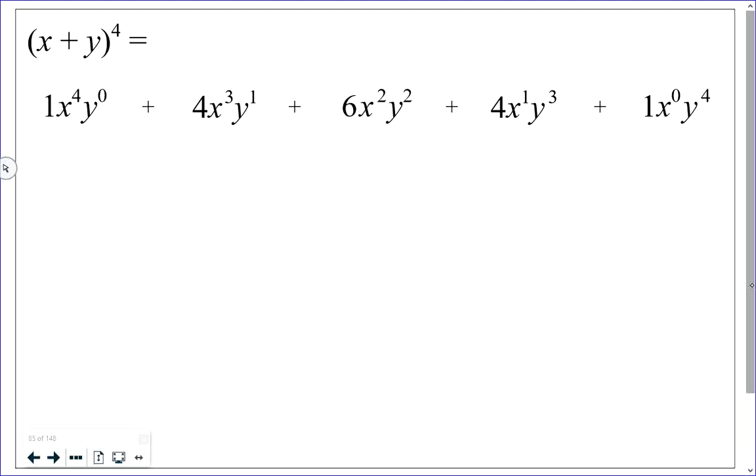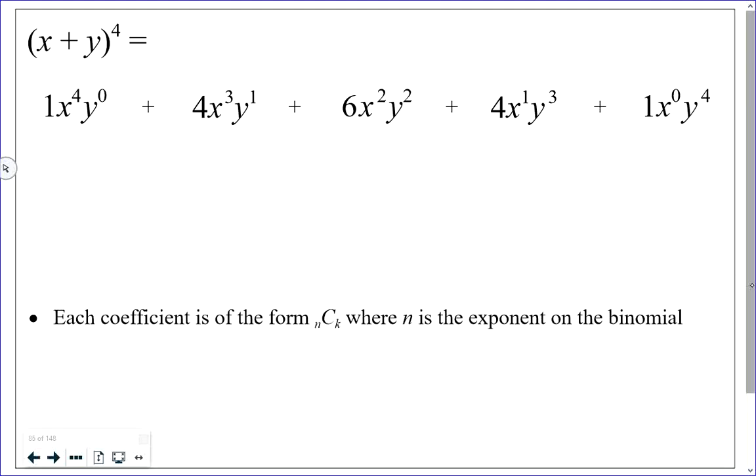When you take a look at your next page, so we're looking now at page 25, it's all filled in, but I don't think you're going to learn by just me reading that with you. I have to show this to you visually. This is what x plus y to the 4 is, and you can trust me on that. If you take x plus y times x plus y times x plus y times x plus y, you will get that. So each coefficient is a combination. And the combination is what we call n choose k, where n is the exponent on the binomial. So the first coefficient is 4 choose 0.